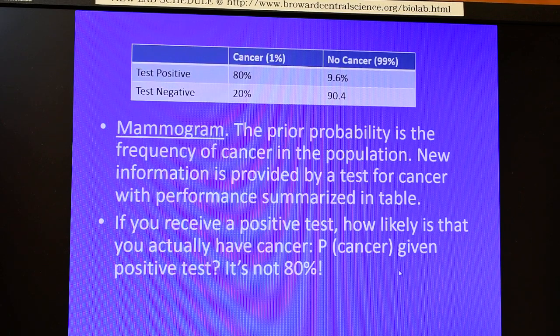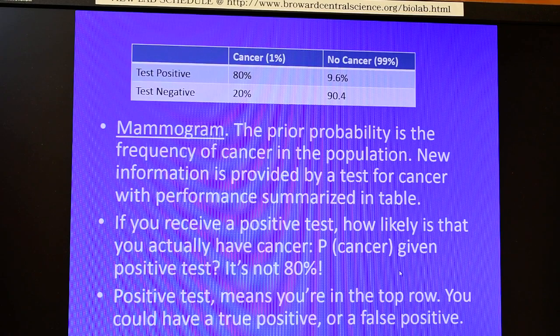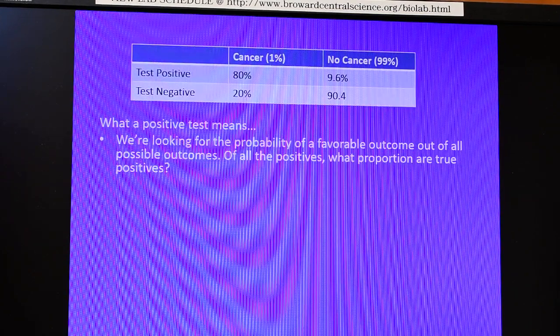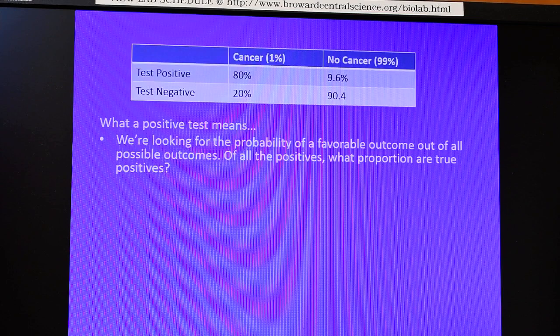So how do we deal with a situation like this? Let's talk about what a positive test means. First of all, we are looking for the probability of a favorable outcome out of all the possible outcomes. All you know is that you have a positive test. In other words, you could be one of these people who has cancer and has a positive test, but you could also be someone who doesn't have cancer but still got a positive test. You see what I mean?